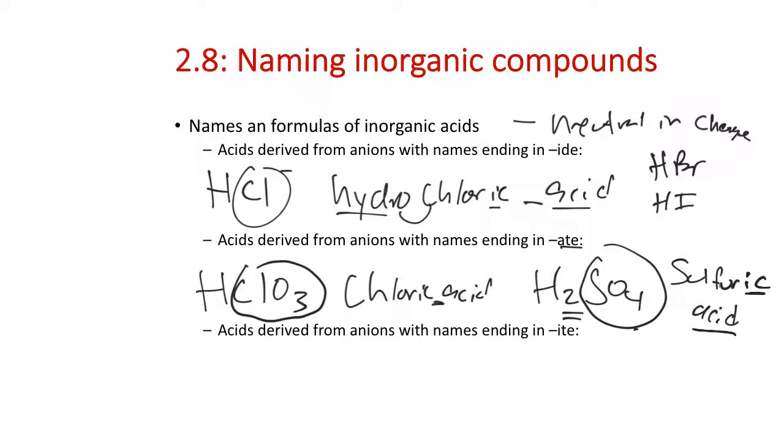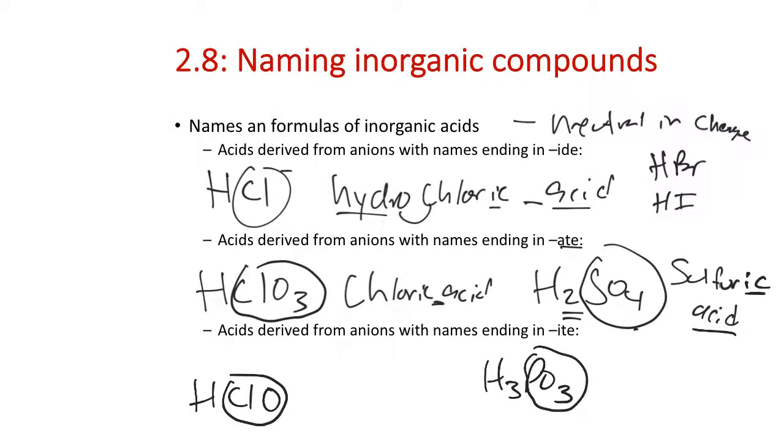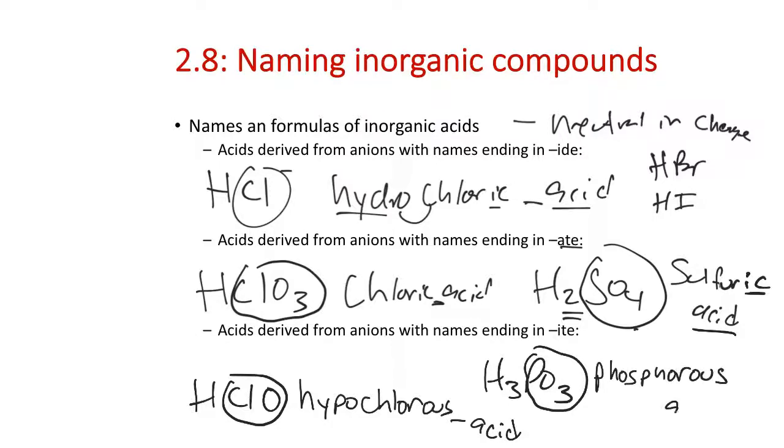And then lastly, if we look at something like HClO, maybe H3PO3, if we're naming these acids, these anions have the ite suffix. So phosphite, hypochlorite. The first one would be hypochlorous acid, and the second one would be phosphorous acid. So it's ous acid. The ending for the ite-derived acids is ous acid.